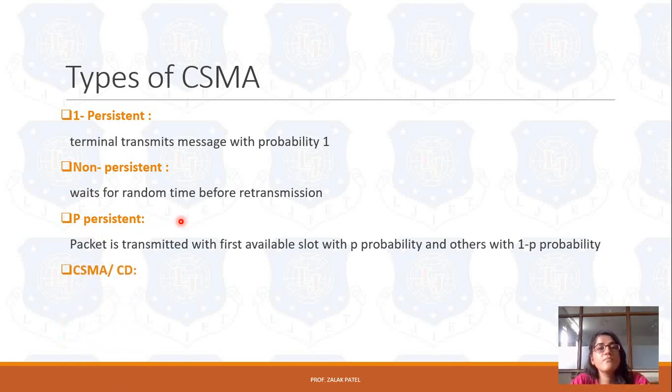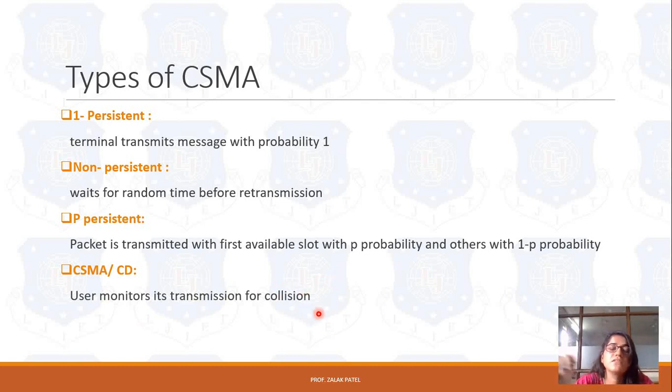Next is CSMA-CD, meaning Carrier Sense Multiple Access with Collision Detection. It is used to monitor the transmission for collisions, meaning if two packets are transmitted at the same time, a collision will occur, and it is used to detect that particular collision in the system. So these are the different types of CSMA. In the next session we will discuss the terminals that are used for the access protocols, the hidden and the exposed terminal, and more detail about CSMA.